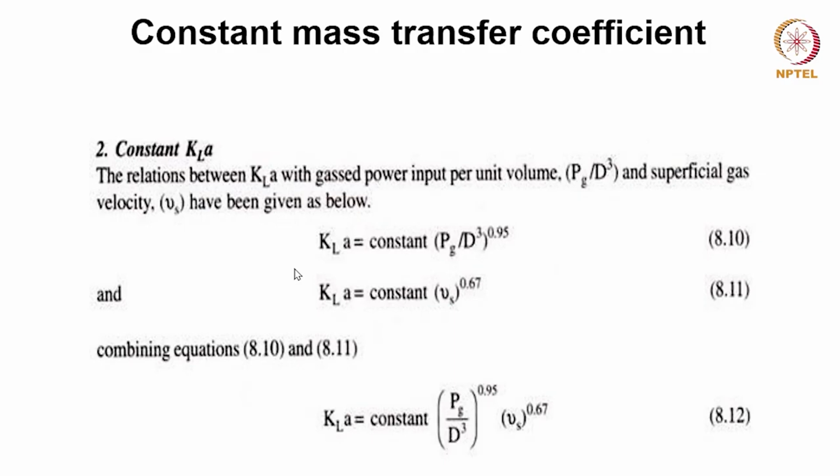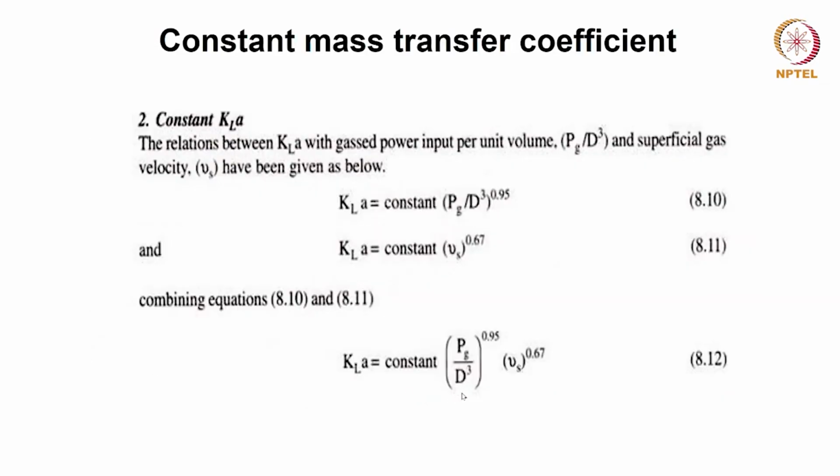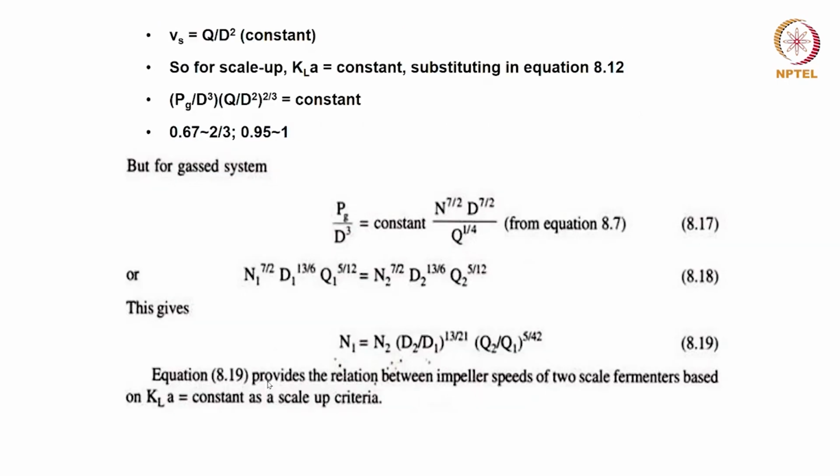Now let's take another scale-up criteria, which is the volumetric mass transfer coefficient. Suppose the scale-up criteria being used is constant KLA. Then for gassed systems, this volumetric mass transfer coefficient is related to power per unit volume and the superficial gas velocity in the form of the empirical correlation shown on the slide, where KLA is said to be related to the gas power input per unit volume and the superficial gas velocity as shown here. This is for a sparge system.